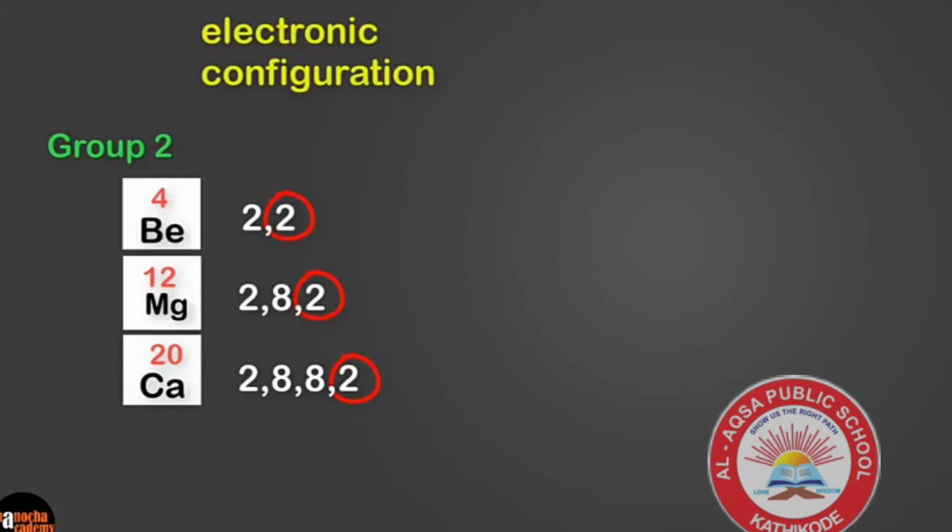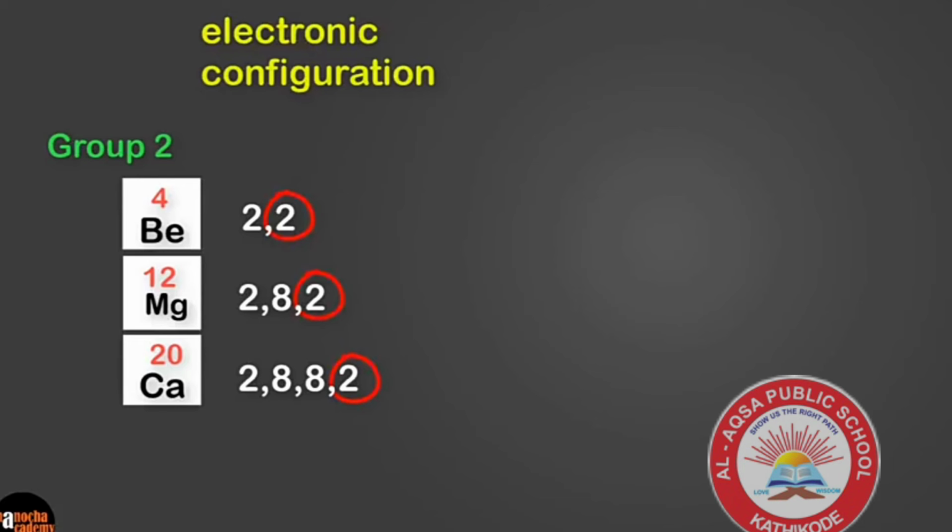Next we can discuss group number 2, and the elements are beryllium, magnesium and calcium. When we write their electronic configurations, we can see that the outer electrons or valence electrons are the same. In each member, the valence electrons are 2. That means these elements are included in the second group.